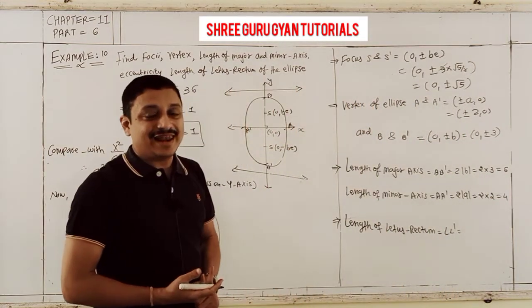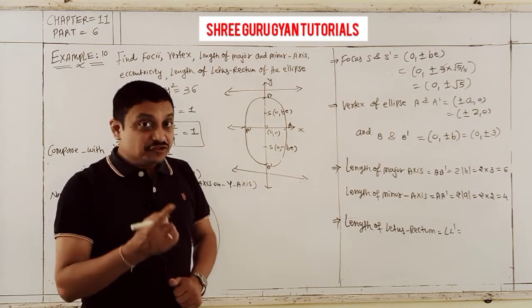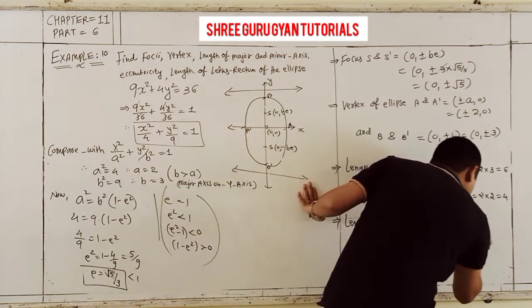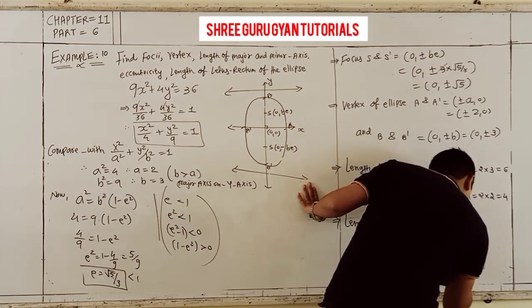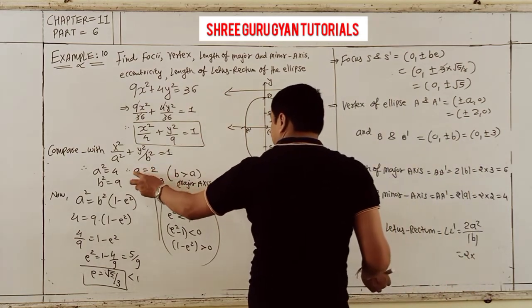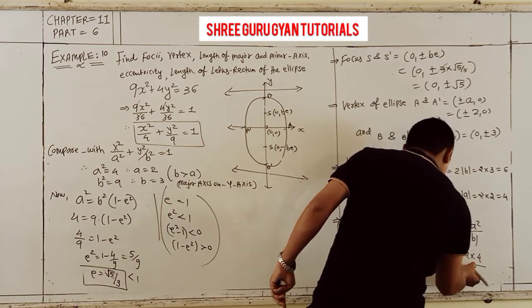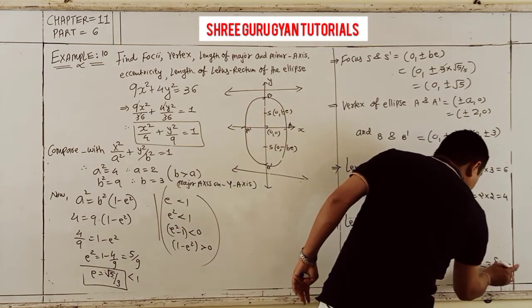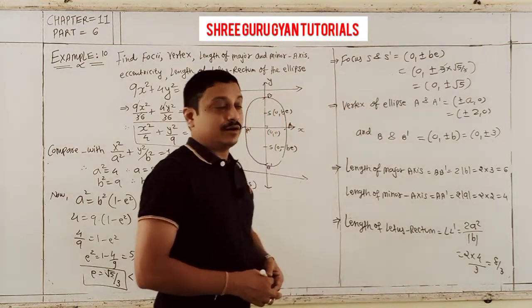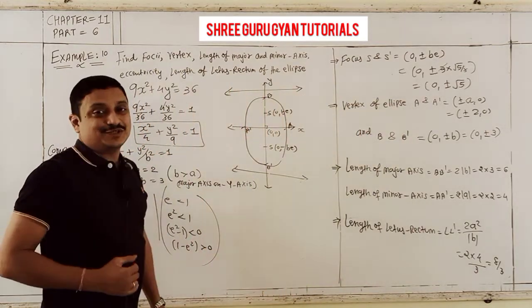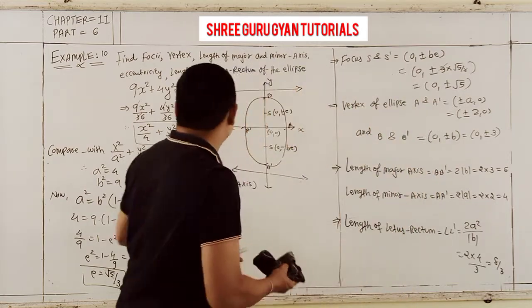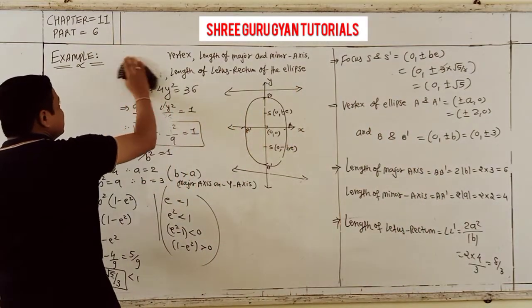And now length of latus rectum. In the first case it was 2b square by a. Here write down 2a square by b. And what's your a square? a square is 4. And b is exactly 3. It gives 8 by 3. And our next one is also a 3 marks question, students. Easily and happily done. Now example 11.